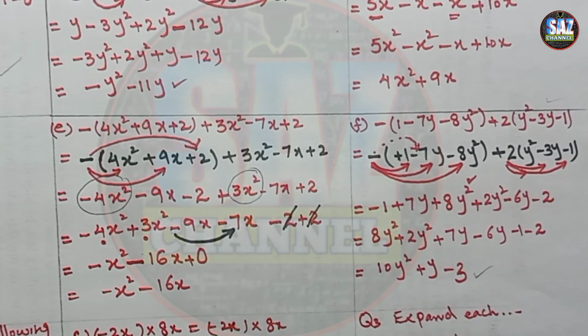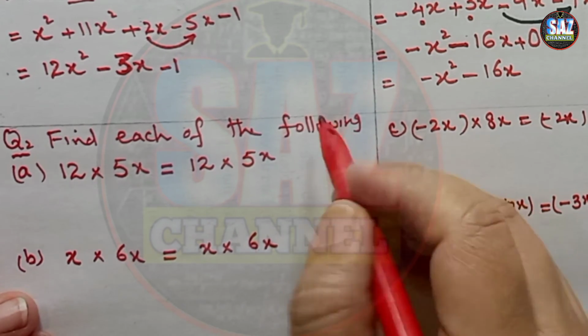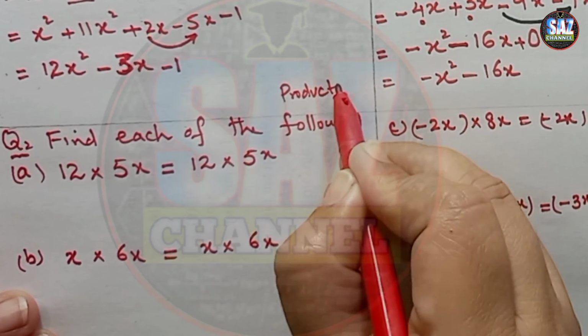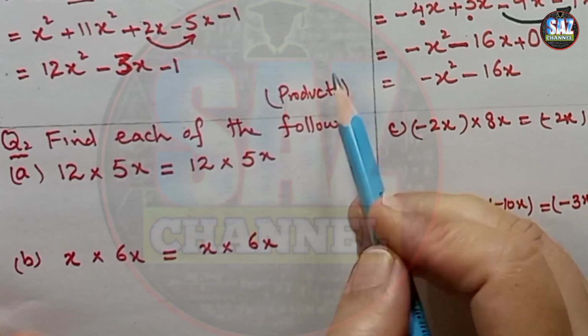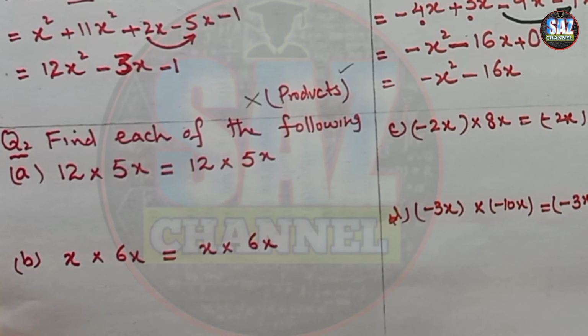Coming to the next question. The next question says, find each of the following products. Okay, here the term product is important. What do we mean by the term product? Product means to multiply something.